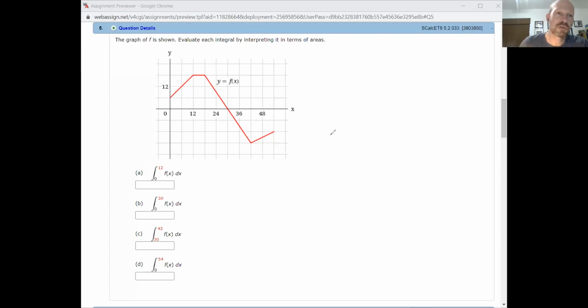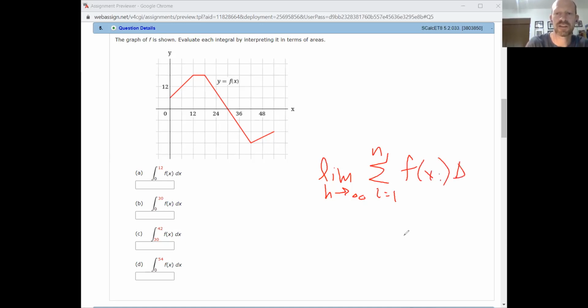Okay, so the observation. If you finished 5.1 and started on 5.2, what we're realizing is that in 5.1 we were finding the area under the curve. And we have that definition for what the area under the curve is. It's the limit as n goes to infinity of the sum from i equals 1 to n of f of x sub i times delta x, right?